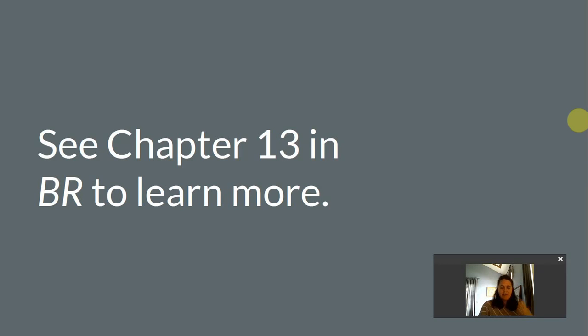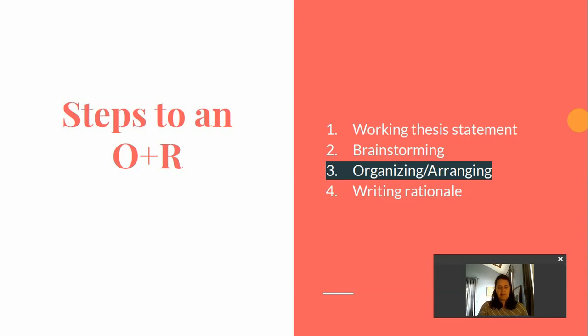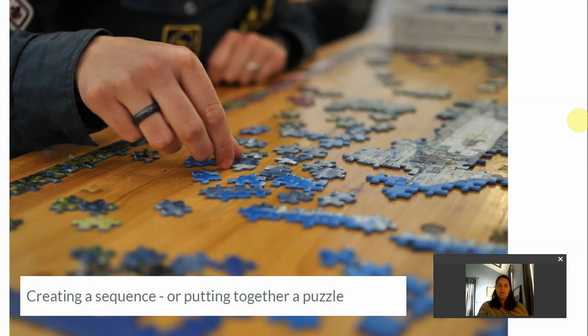After you get the ideas out of your head as much as you can and figure out what else you need to get, then you can begin to organize or arrange those ideas into a more logical order and sequence. Think of this step as creating a sequence of ideas, or think of it as putting together a puzzle from all those pieces that you have scattered in front of you. Okay, this sequence of ordered ideas is your outline.